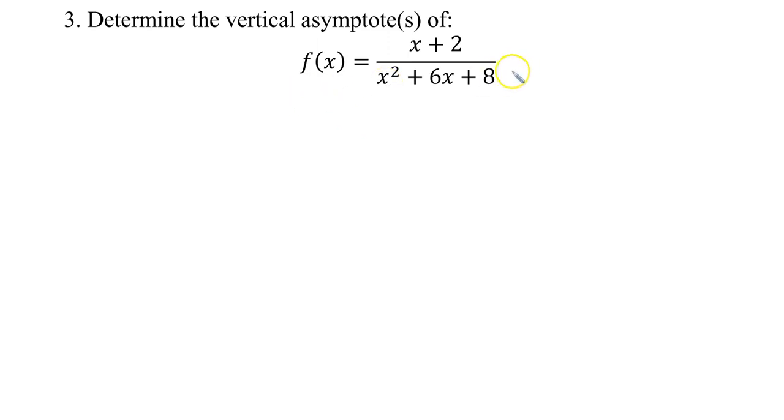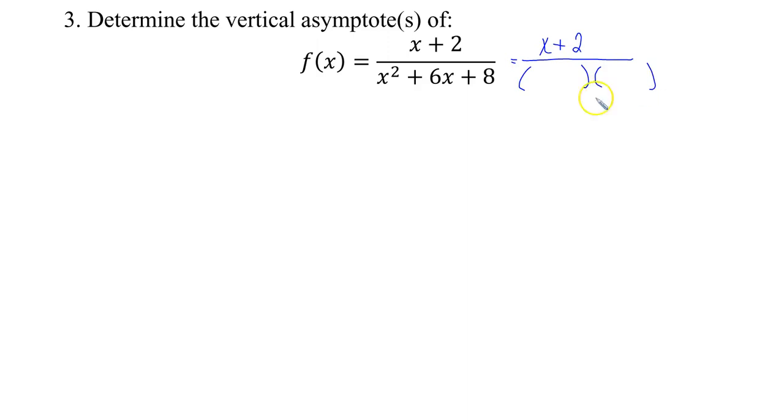One more problem where we have an x plus 2 over an x squared plus 6x plus 8. This is my rational function, again with variables in the denominator. This one I can factor. The numerator does not factor, but the denominator does, and so as I look to factor that denominator, I'm going to remember skills from algebra.